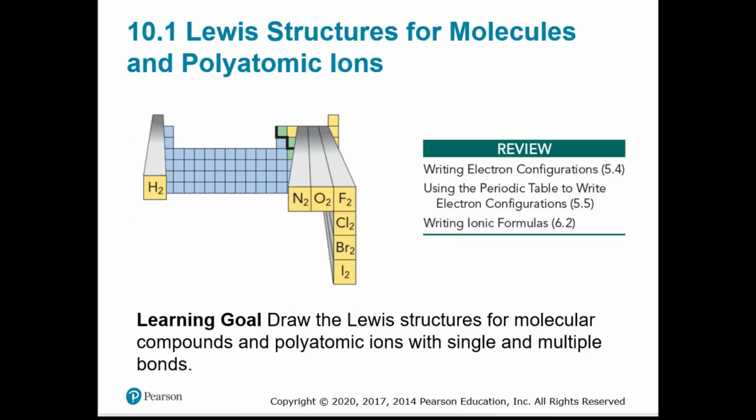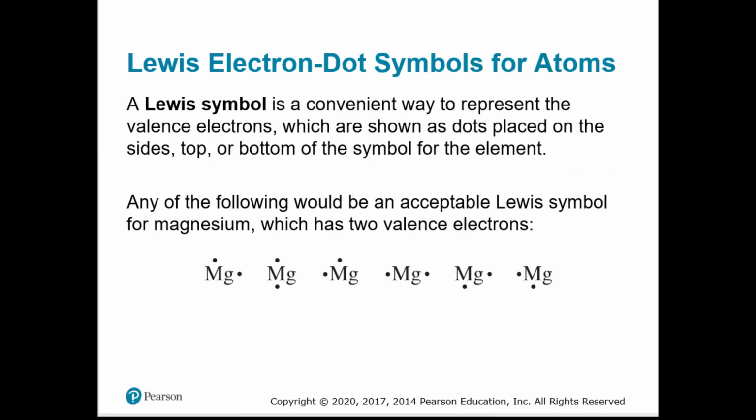Section 1 is about Lewis structures for molecules and polyatomic ions. You'll be able to draw the Lewis structures for molecular compounds and polyatomic ions with single and multiple bonds. A Lewis structure is a convenient way to represent the valence electrons, the outermost electrons, which are shown as dots placed on the side, the top, or bottom of the symbol of the element. Any of the following would be an acceptable Lewis symbol for magnesium, which has 2 valence electrons.